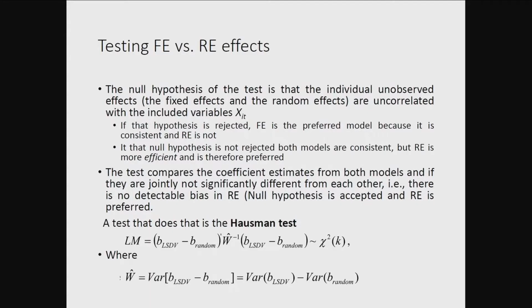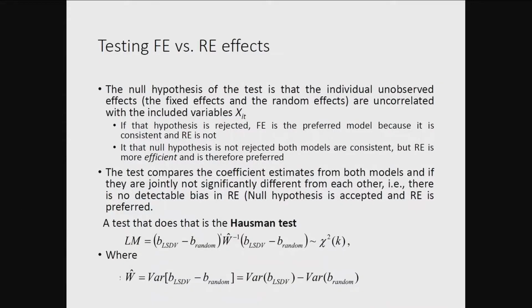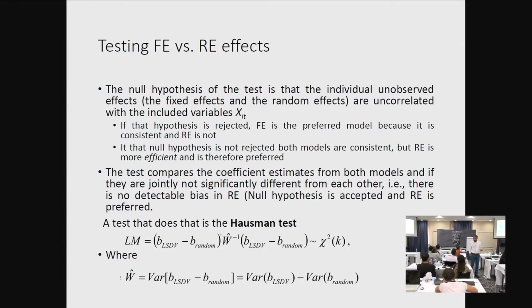So in this case, what's the most important difference between both? The assumption. So I have just to check the assumption, which is whether there is a correlation between explanatory variables and my error term or not. Okay? So in this case, the null hypothesis of the test is that the individual unobserved effects, so the fixed effects and the random effects, are uncorrelated with the included variables. Right? If they are correlated, in this case, I have to use fixed effect. And if they are not correlated, I can use the random effect.